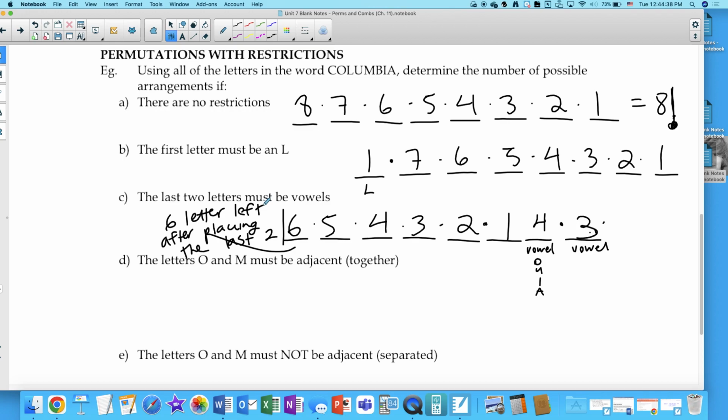The letters O and M must be adjacent. Yes? Just a question for C. What would that be in factorial? This one, A, is 8 factorial. What would that be? Yeah, so you could write this as like 6 factorial times 12, for example, but you can't write this answer as a single factorial. Yep. Could B be written as 7 factorial? Yes. B could be written as 7 factorial.